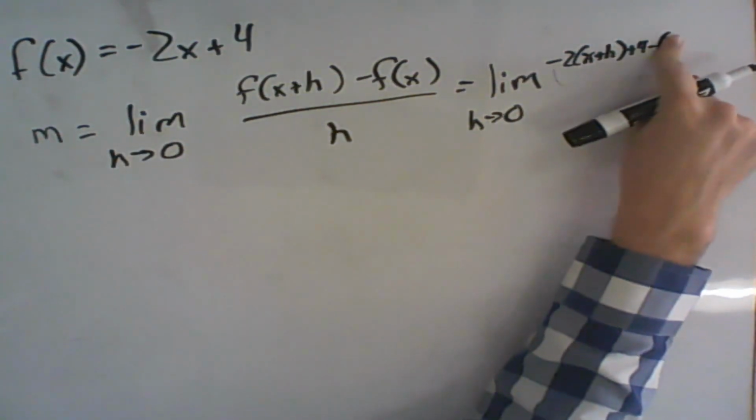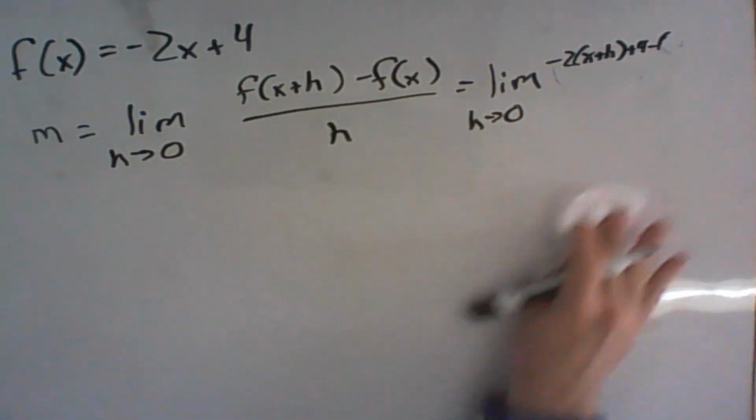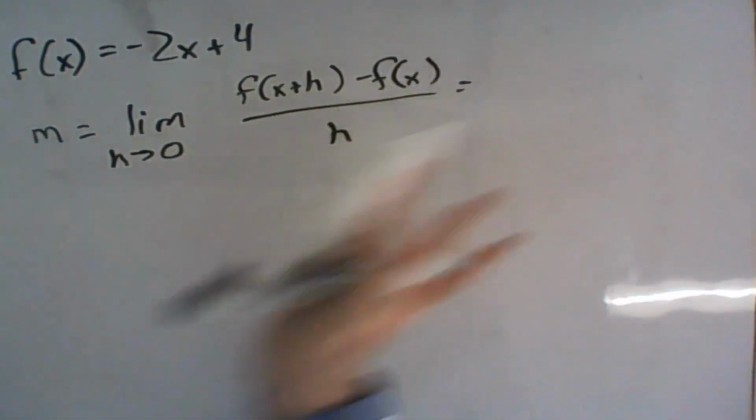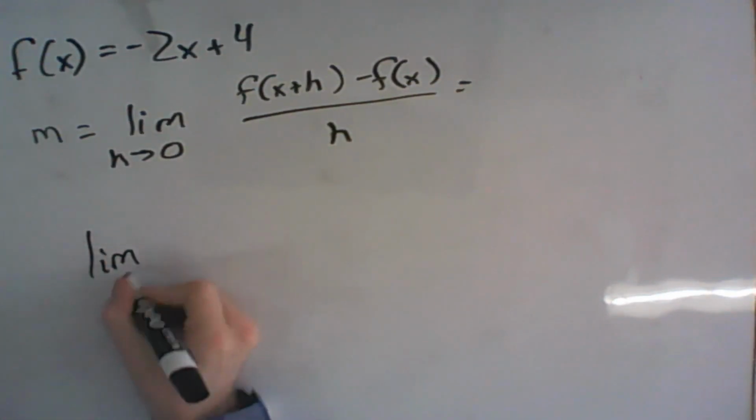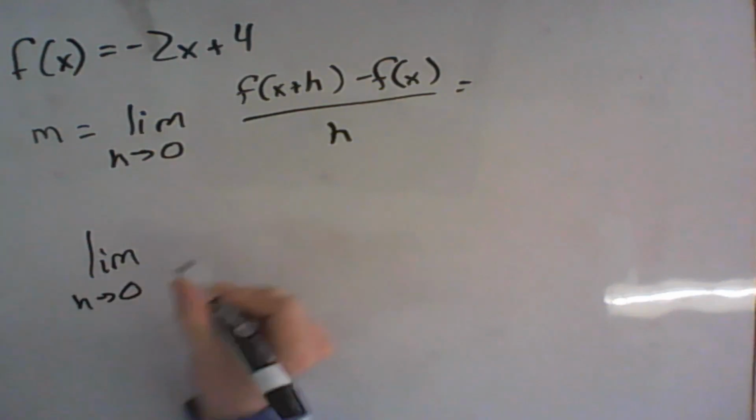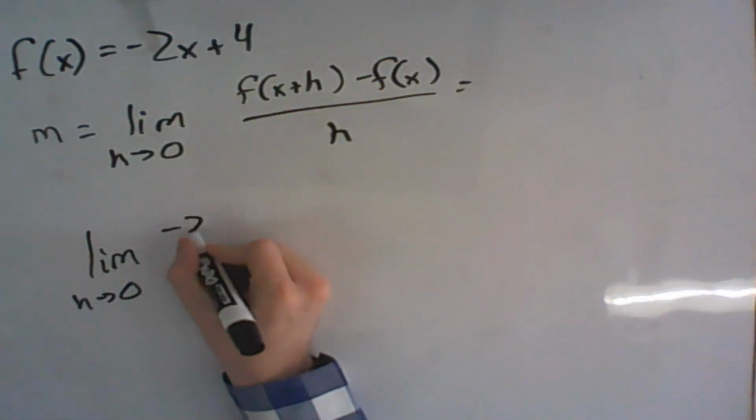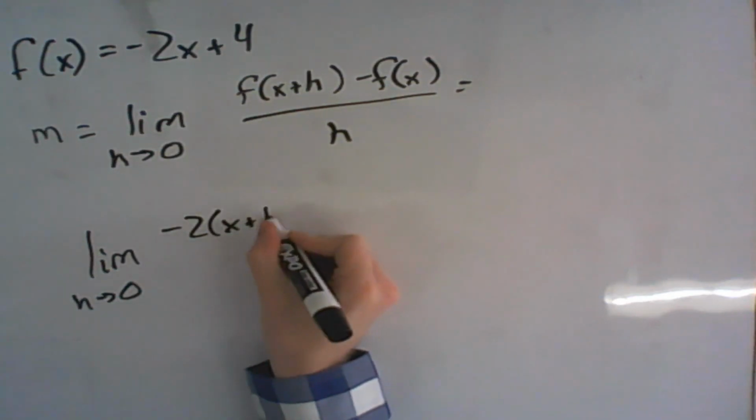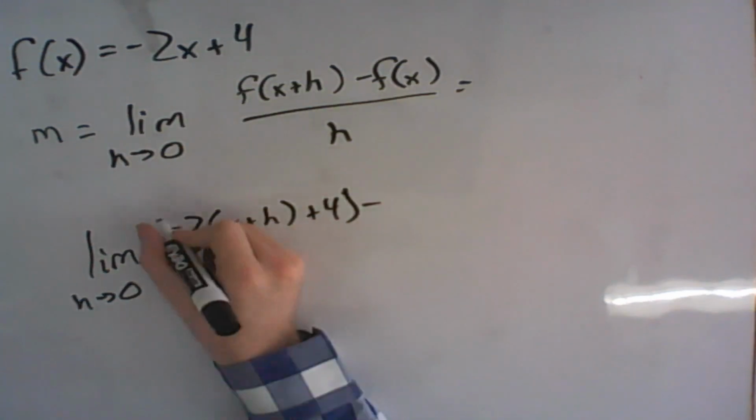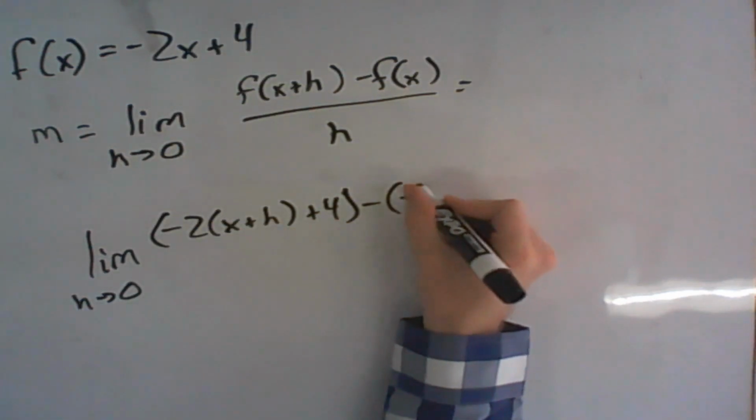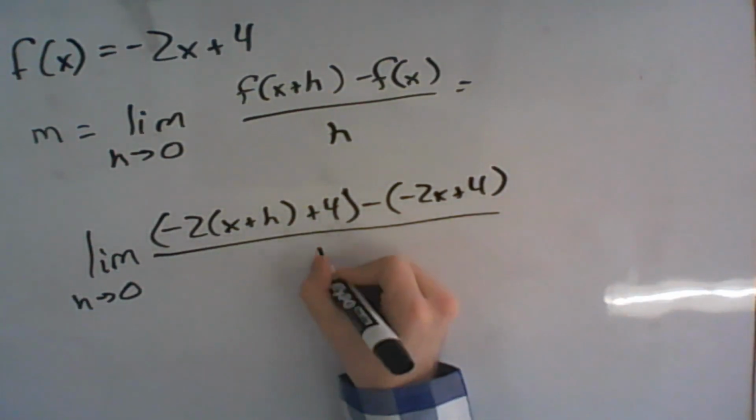So we're going to subtract here. Let me actually write this larger. It's probably not an 8th grader. It might be an 8th grader. Okay, I'm going to write it larger. So we're just plugging x plus h in here, so we get negative 2(x plus h) plus 4, minus negative 2x plus 4, over h.